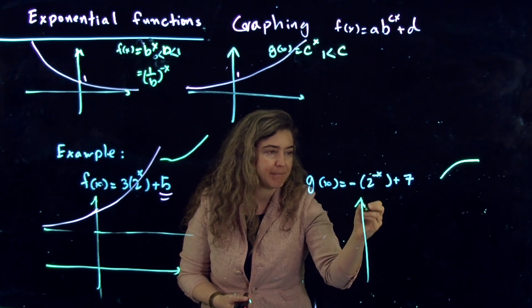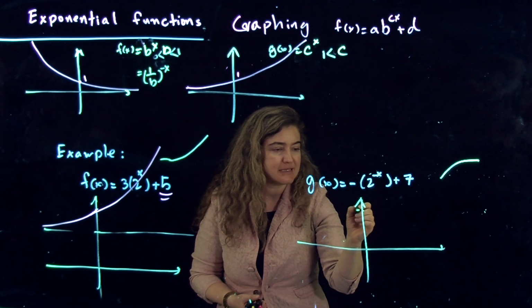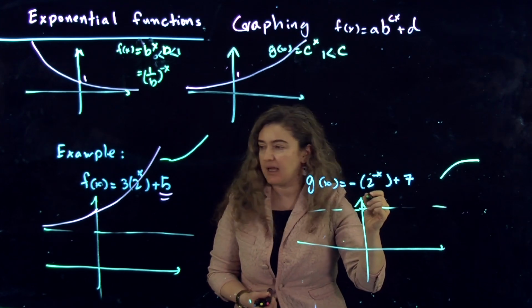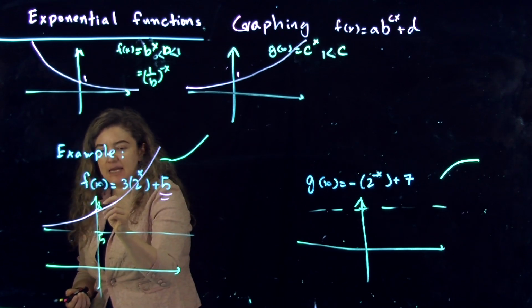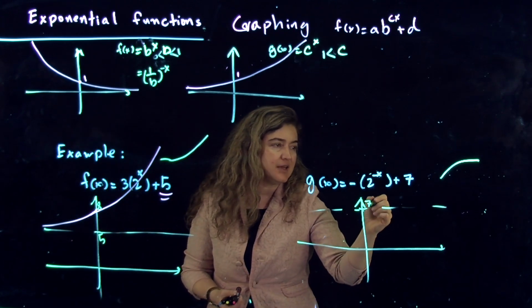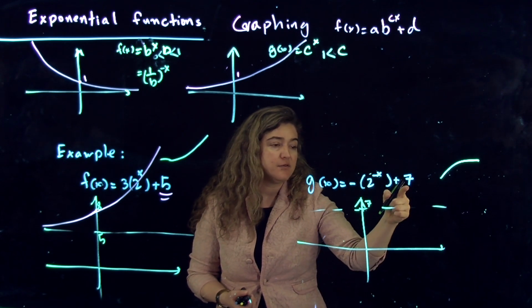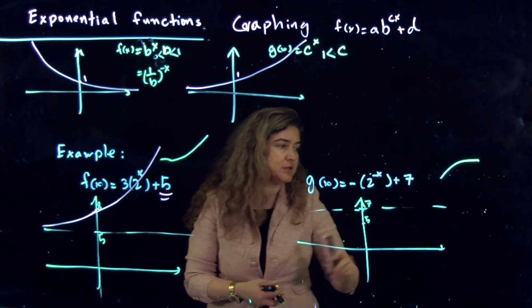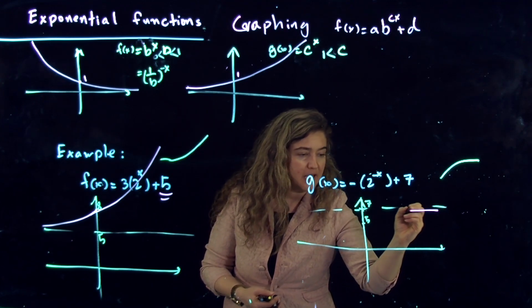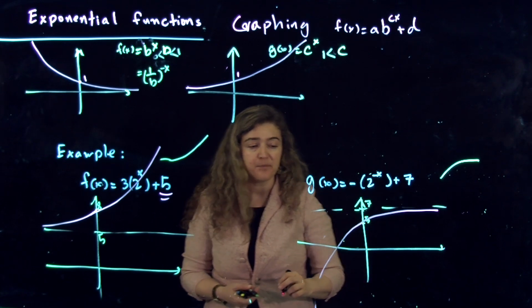Here is how it is. The asymptote for this one was 5 and the point was 8, and this one is 7, and then plugging in 0 gives me 5, so it goes through this point, and I know it has that concavity, so it goes down and it goes like this.